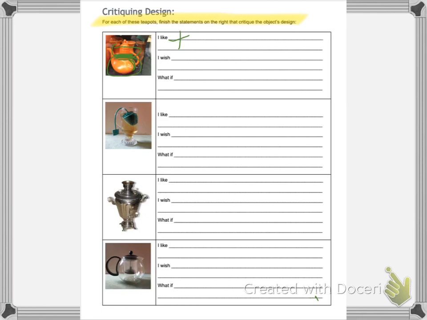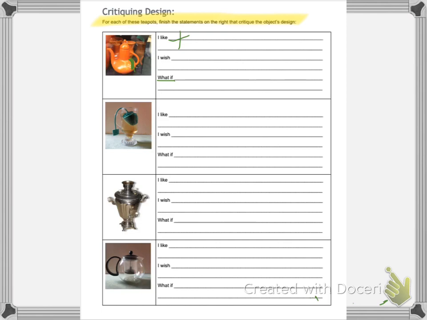And then finally, it says, what if? And I might think to myself, okay, well, what if the handle were completely down on the body like that, down there somewhere? Would that change the balance? Would it make it harder or easier to pick up? So basically, in the what if part, you just ask a question about the design and you imagine something different about it and you make a question out of it.